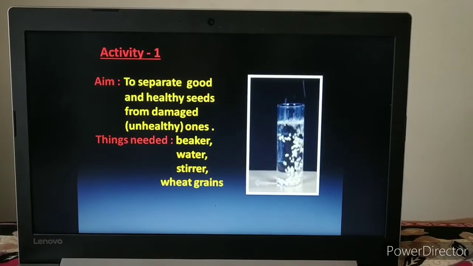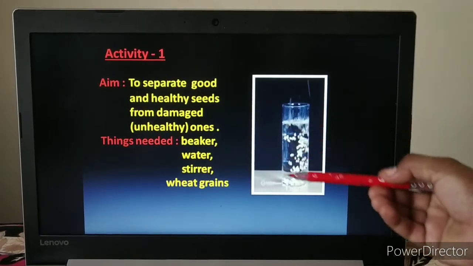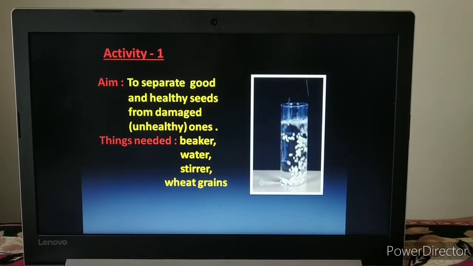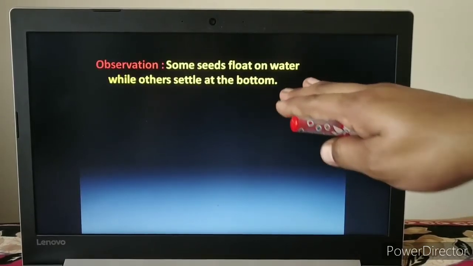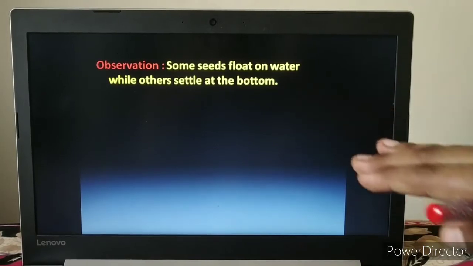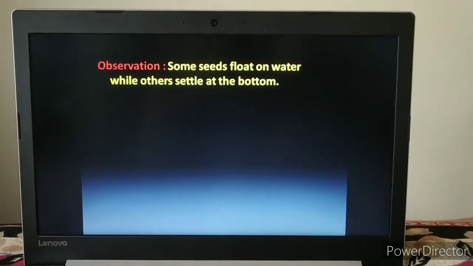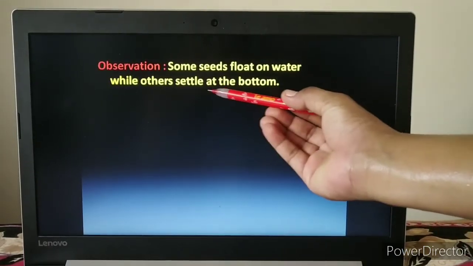So after 5 minutes you can see this type of observation. In your observation you will find that some seeds float on the water. They float on the top surface of the water, and some of the seeds settle at the bottom.